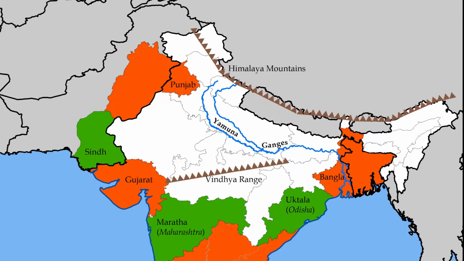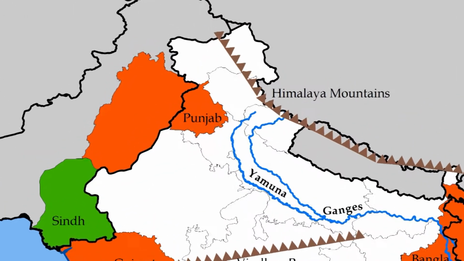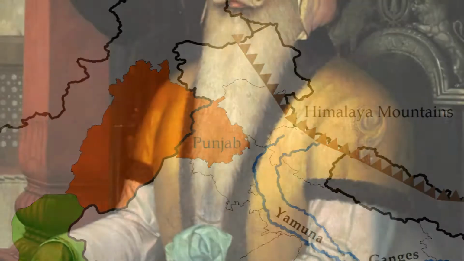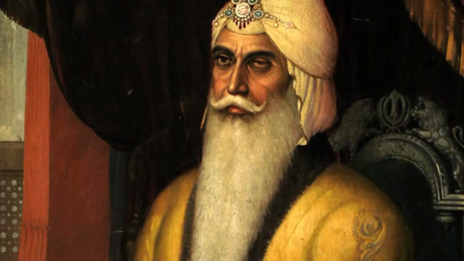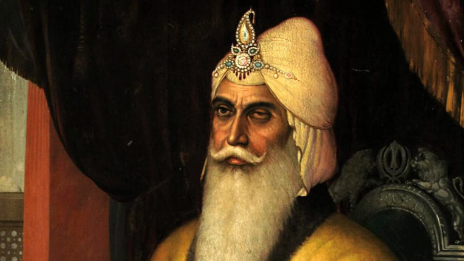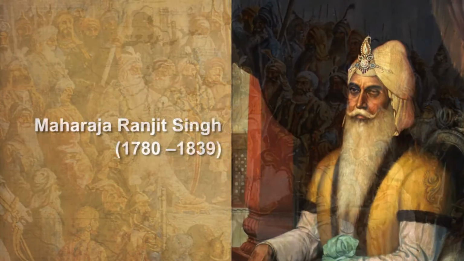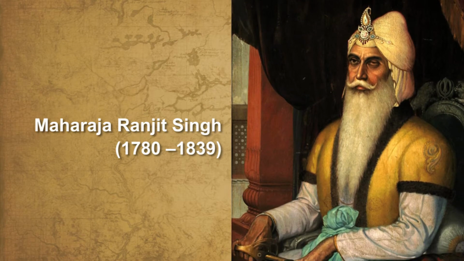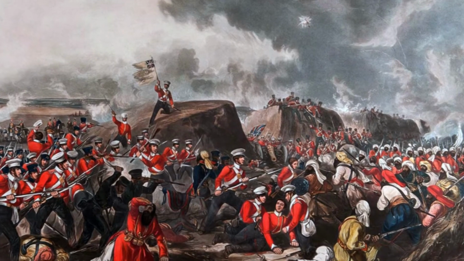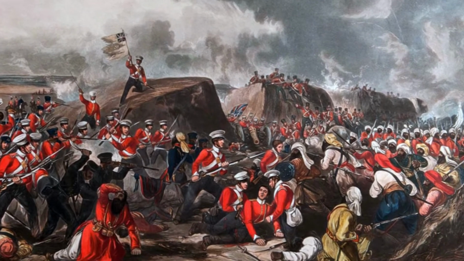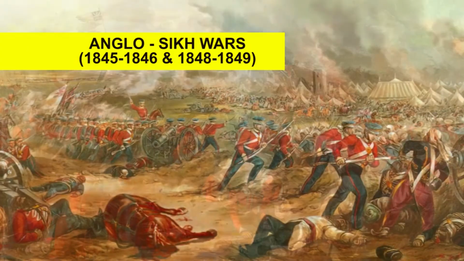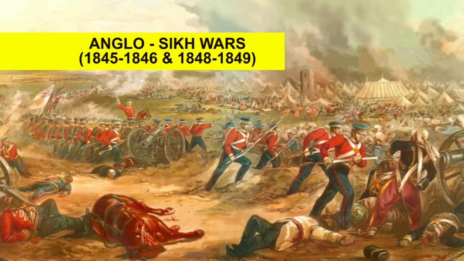Sindh was captured in 1843. Next in line was Punjab. But Maharaja Ranjit Singh put up a strong resistance to the Company. He died in 1839. The Company had to fight two prolonged wars with the Sikh kingdom before it was annexed in 1849.